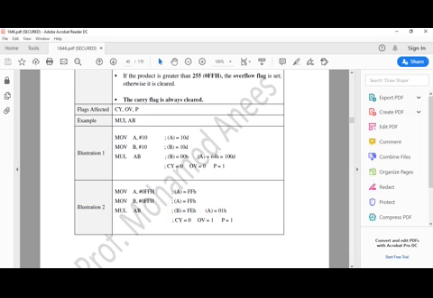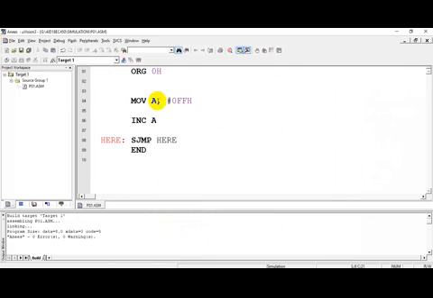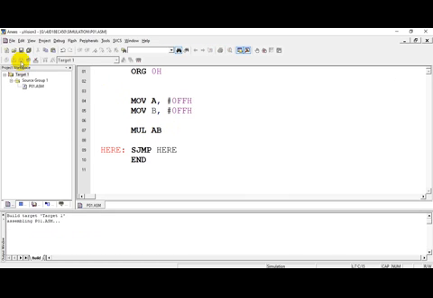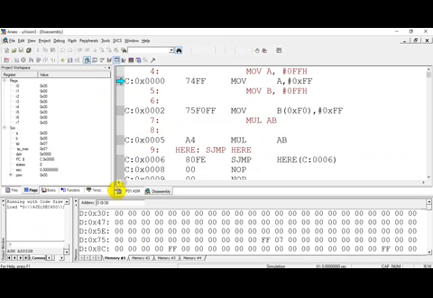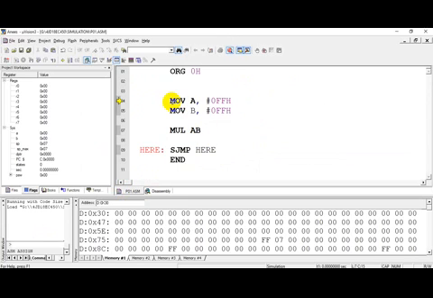Fine. So let me quickly show you here. So A contains FFH, B also contains FFH. Then I will say multiply AB. See the demo of this. And this is unsigned multiplication. We don't have something called signed multiplication.